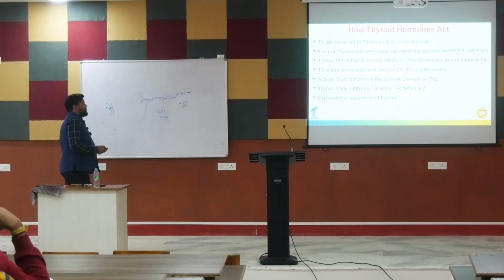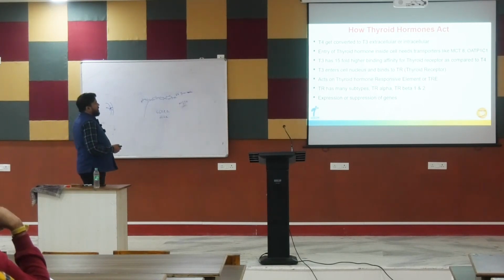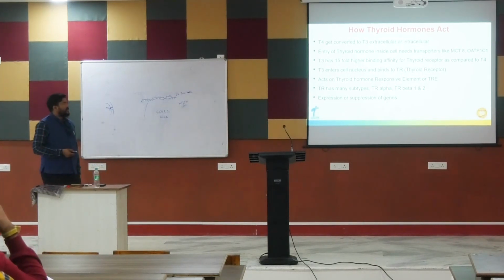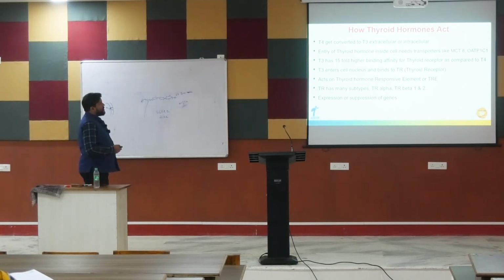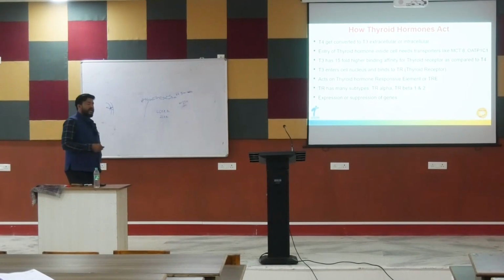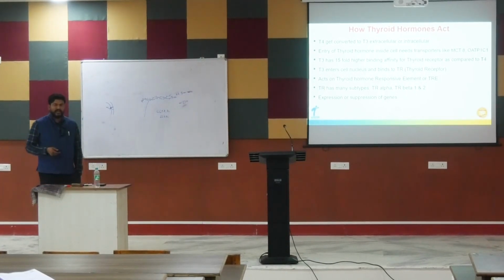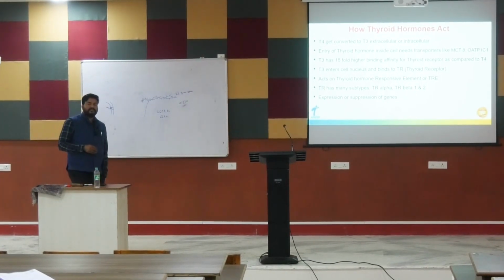Monocarboxylate transporter 8. Okay. T3 has 15-fold higher binding affinity for the thyroid receptor as compared to T4. So intracellularly, there is an intranuclear receptor for thyroid hormone. And T3 has 15-fold higher affinity than T4. That's why T3 is more active than T4.